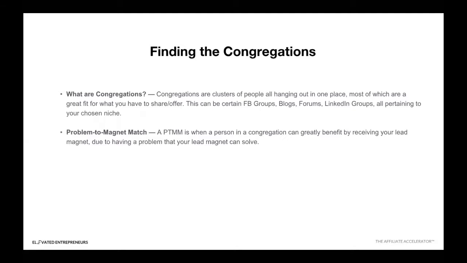We're going to show you how to identify them. A term we've coined is the problem to magnet match. Essentially, PTMM is when a person in a congregation has a problem that your lead magnet solves. You want to find those people in the congregations you're searching through. Imagine you go to a club and there are 1,000 people there, but you're looking for the match. You're not looking for just anybody. You're looking for the people in that congregation who can really be a match, the specific person with the PTMM, the problem to magnet match. That way you can offer it to them without jumping out in front of them saying, hey, take this.